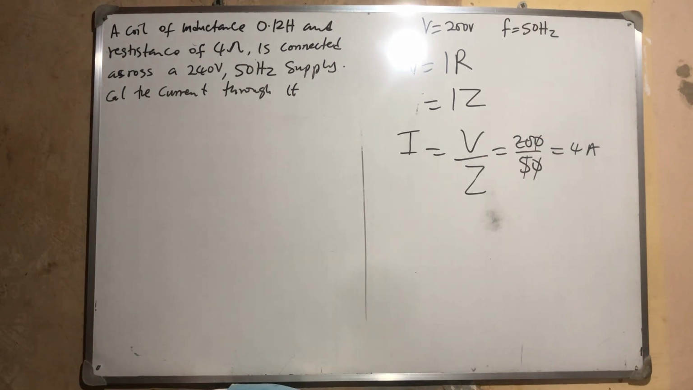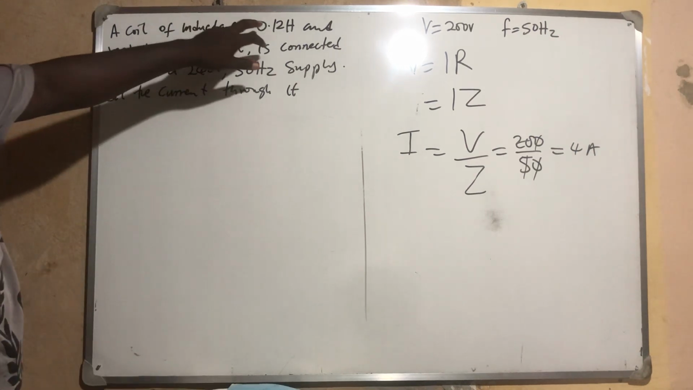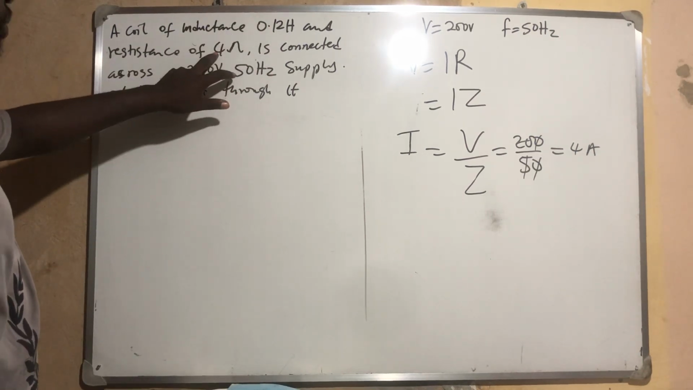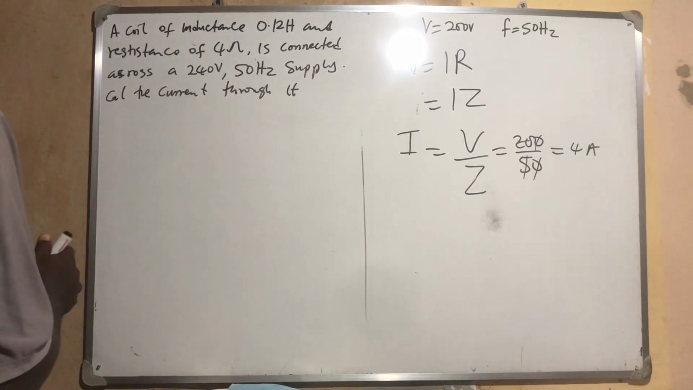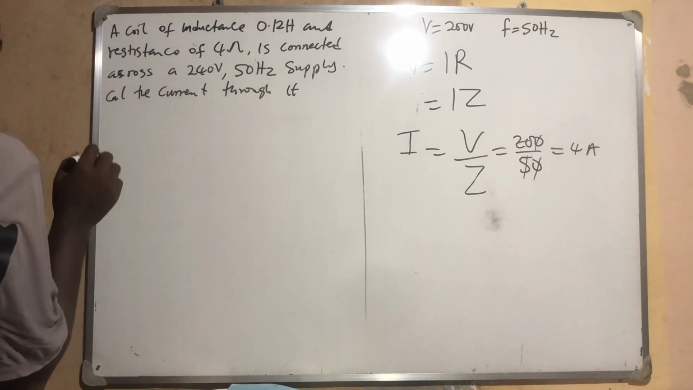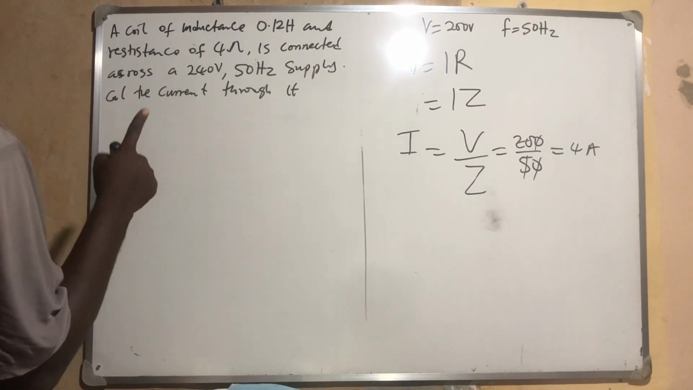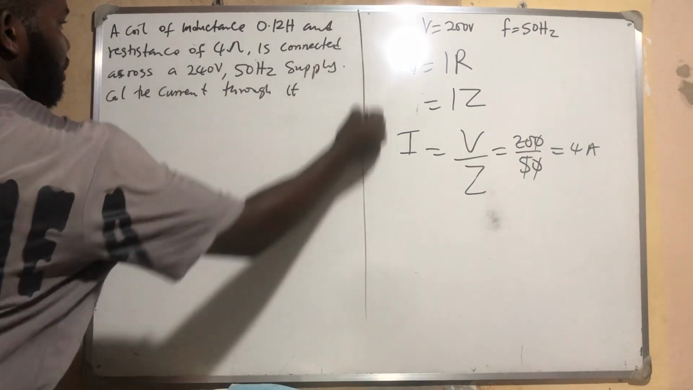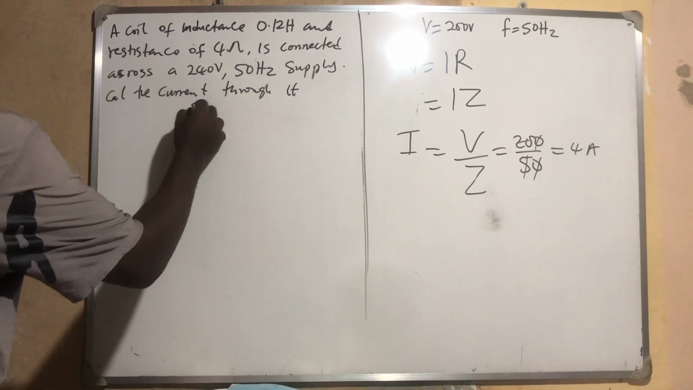Now, if you look at this particular one, you will see that this circuit has an inductor, a resistor, and a capacitor. So we have 3 things there. So you have to be very, very careful. So we need to get the resultant, that is the impedance. We need the impedance. Very, very important.